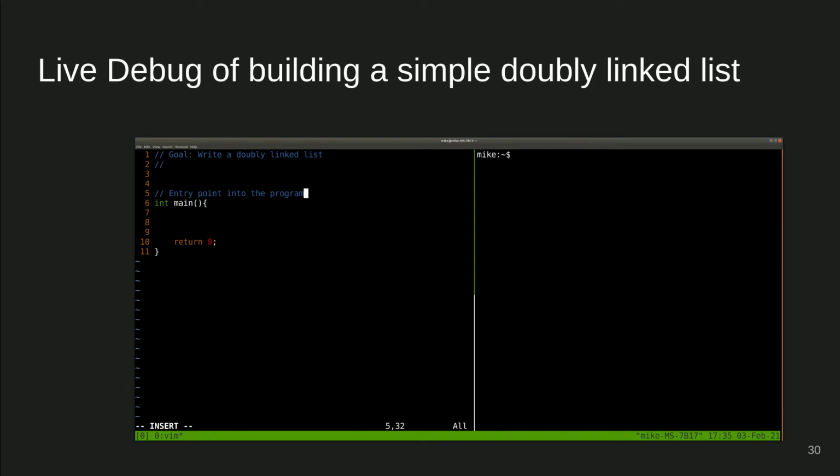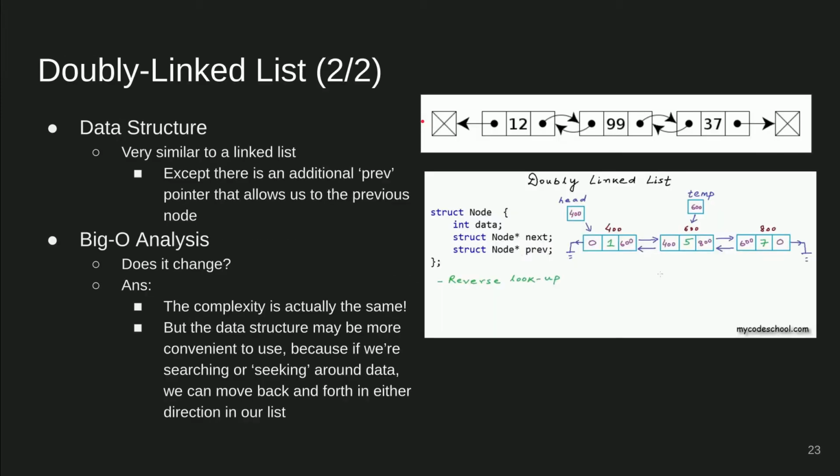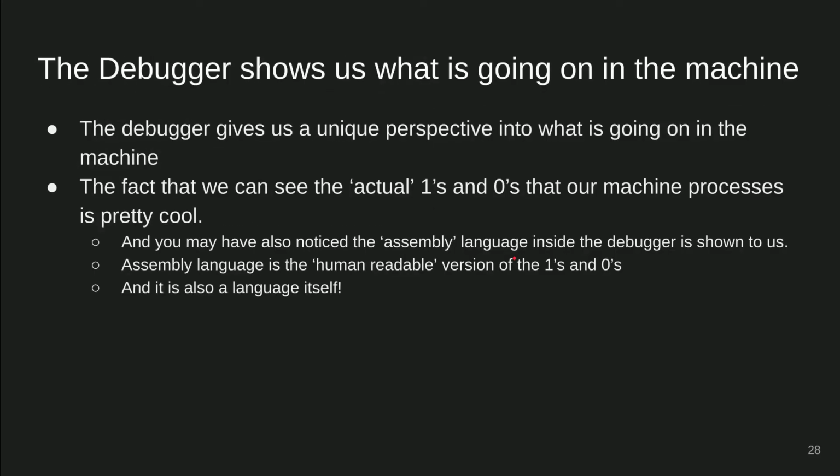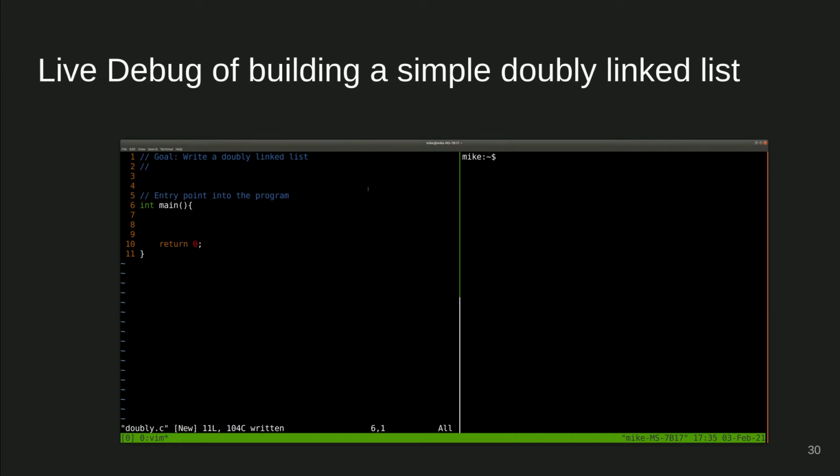Okay, and let me just review quickly again what the doubly linked list structure looked like. And it looked like this. We had some node, some data that we want to carry, and then a structure to the next and the previous node. Okay, so that's what we're looking at here. So let's go ahead and create that structure here.